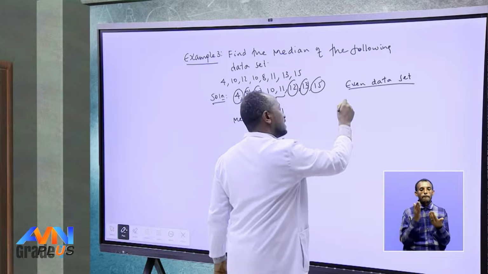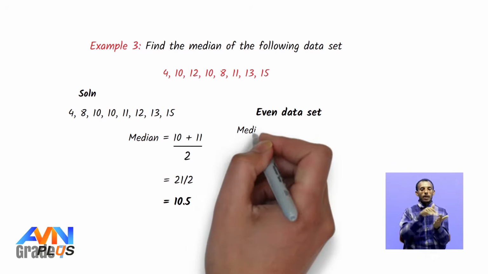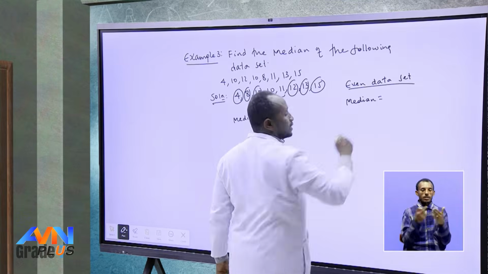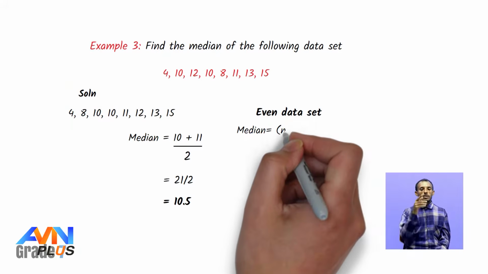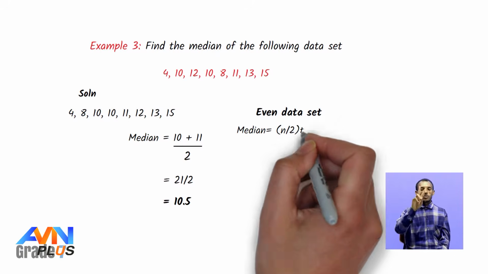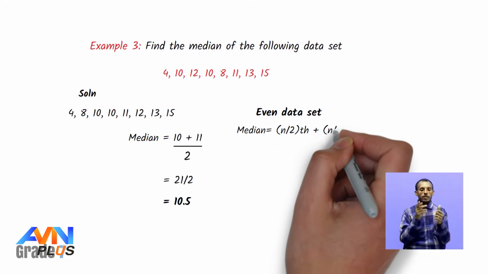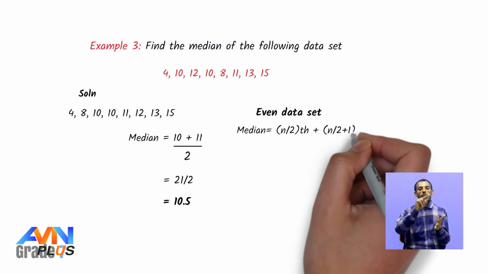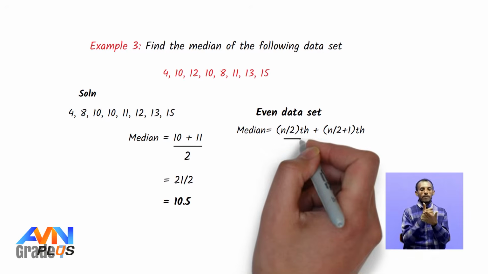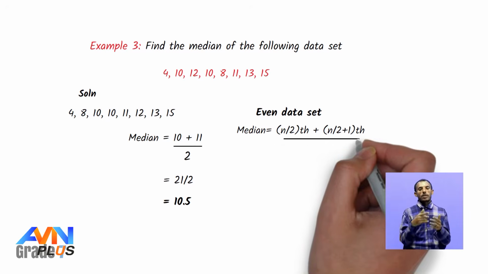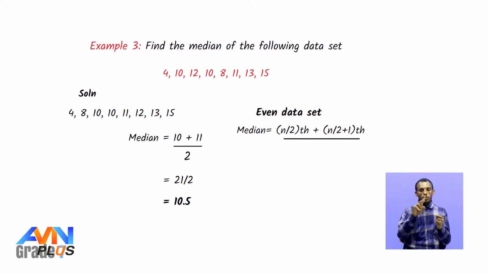So here again, for an even data set, the median is obtained using this equation. The median will be equal to, we have 2 middle terms in this case. The first middle term is the n over 2's item, and you take the average of this and the next item. The next item will be n over 2 plus 1. After this you divide by 2.